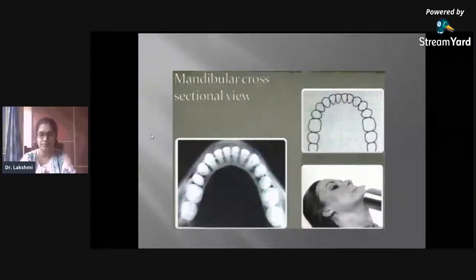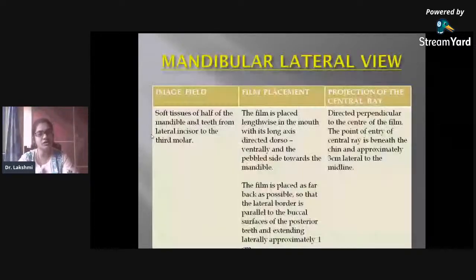Cross-sectional view. Coming to the mandibular lateral view, the image field will be the soft tissues of half of the mandible and teeth from the lateral incisor to the third molar.